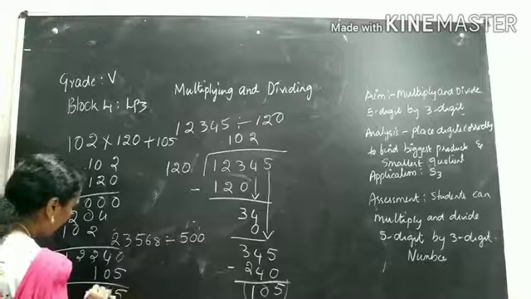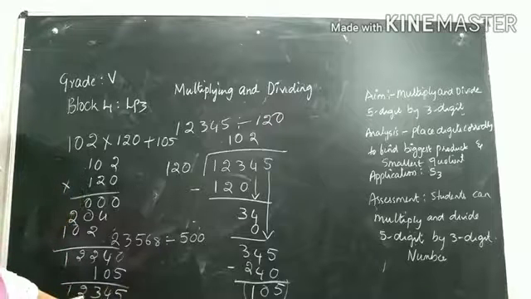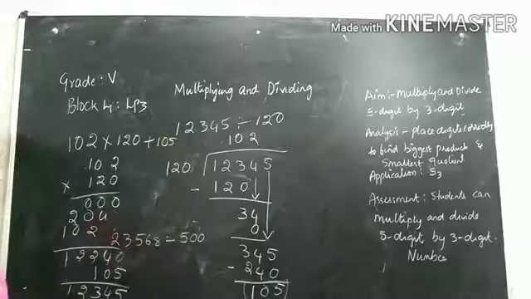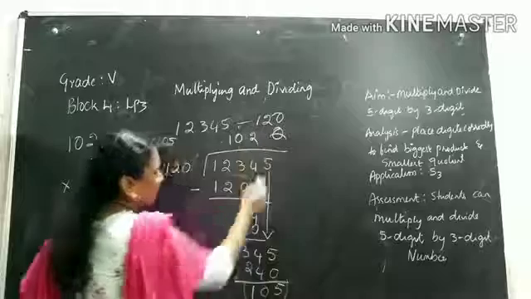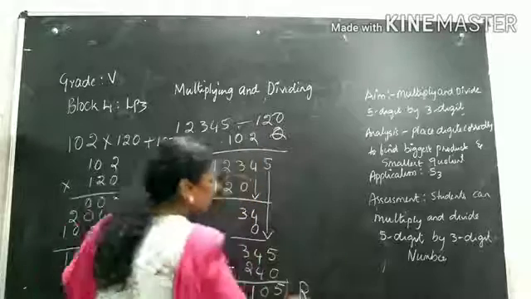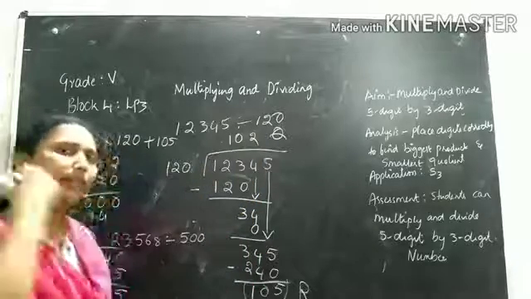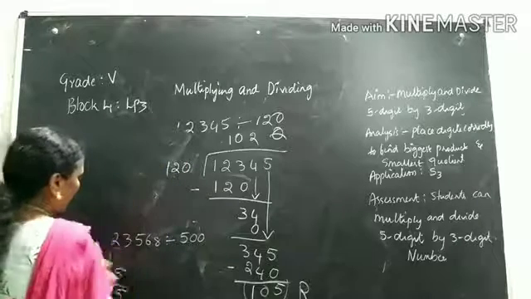4, 5, 3, 2 and 1. See, 12,345. I got the answer 12,345. So, the quotient is 112 and the remainder is 105. And we all know what is this divisor and dividend. Okay. Now, we will see the other number.